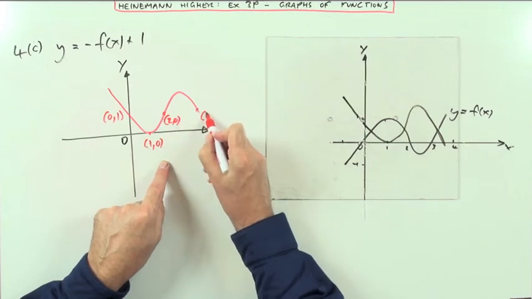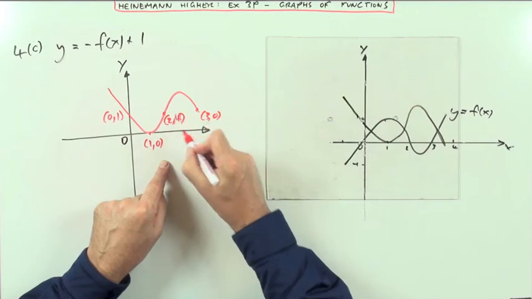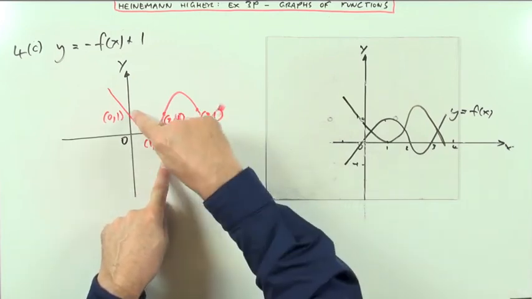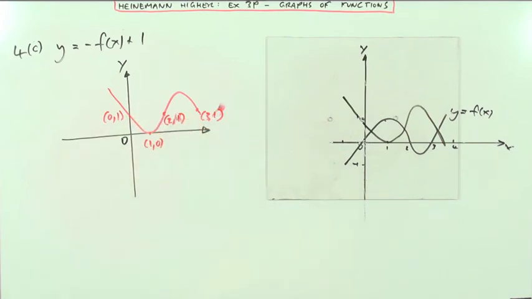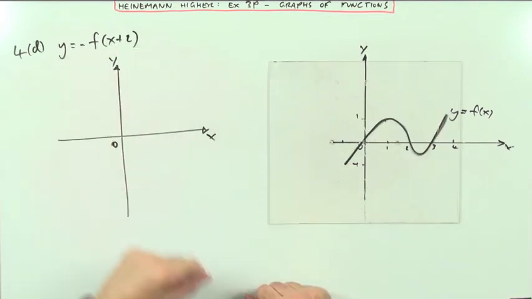I'll put it in anyway. Same with the point 3. The point at 3, 0 now goes up to 3, 1. But they're just sort of floating there. The only significant points are where they cross the axis and that turning point. We'll put them in anyway, just in case they're required. And then D. Y equals negative of f of x plus 2.